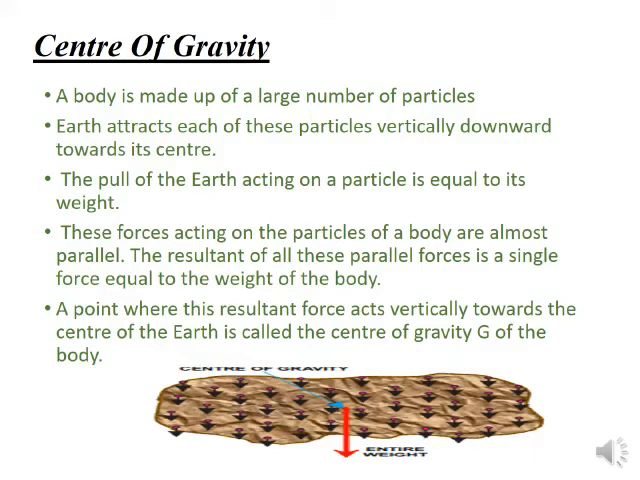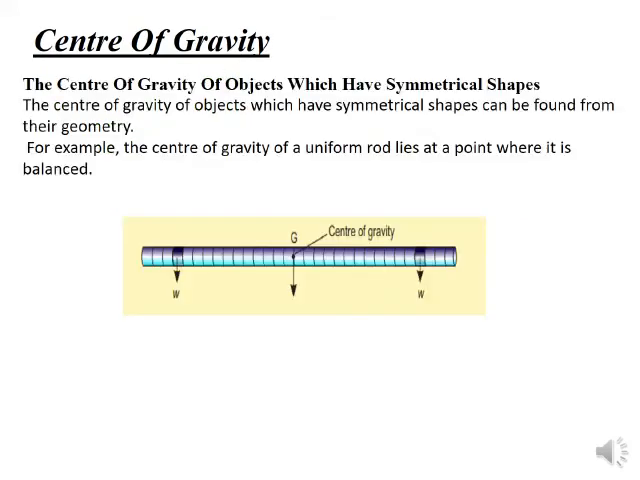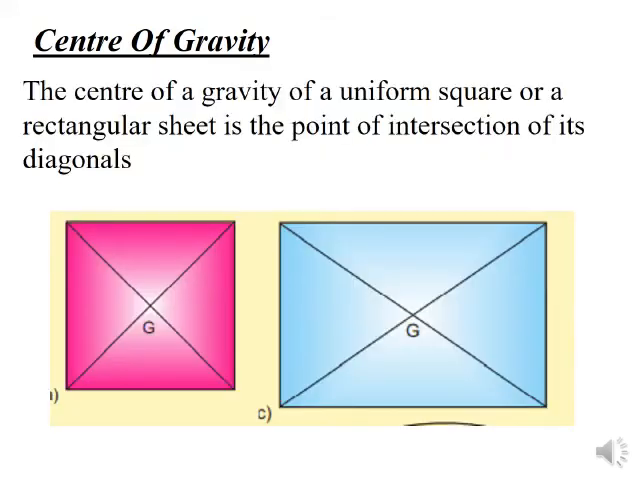It is useful to know the location of the center of gravity of a body in problems dealing with equilibrium. The center of gravity of a body is a point where its entire weight is assumed to act vertically downward. The center of gravity of objects which have a symmetrical shape can be found from their geometry. For example, the center of gravity of a uniform rod lies at the point where it is balanced. So the center of gravity of a rod lies at the center because a rod is balanced from its center.